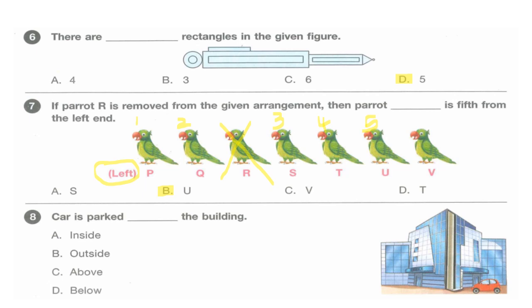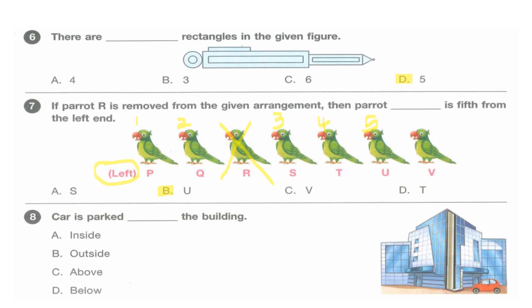So if parrot R is removed from the given arrangement, you remove the parrot R, and then you have to see from the left hand which is the fifth parrot. So go to the left side and count 1, 2, 3, 4, 5, and in the fifth position the parrot U comes. Hence the answer is option B, U.